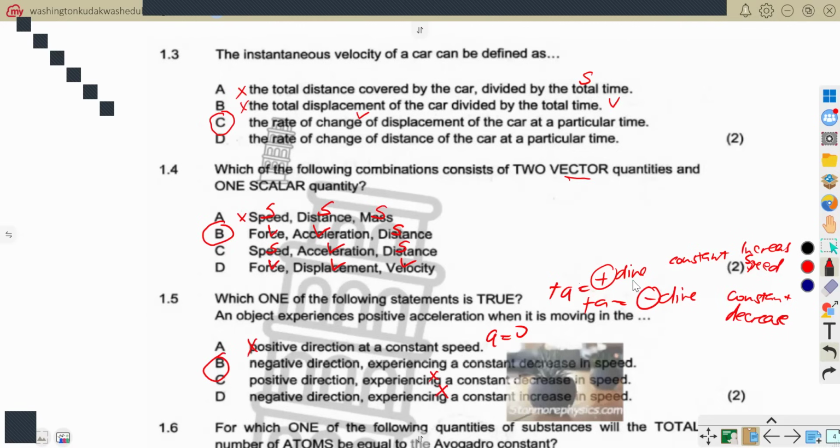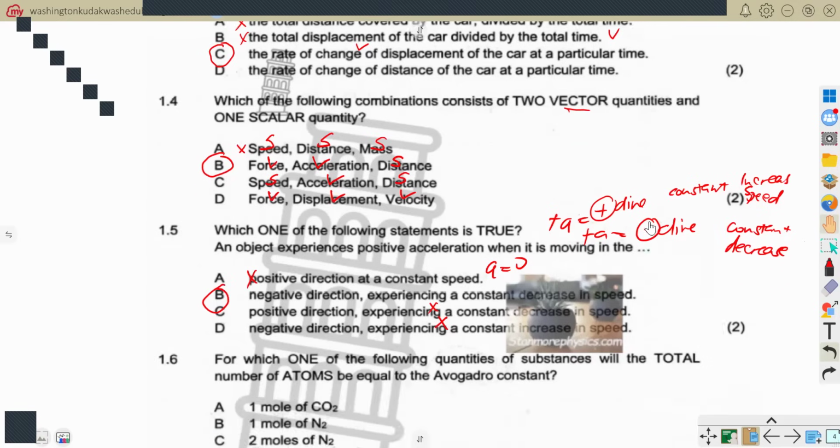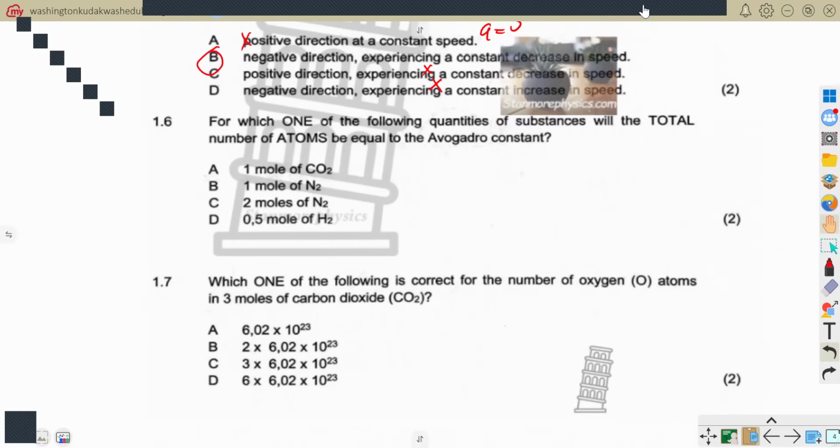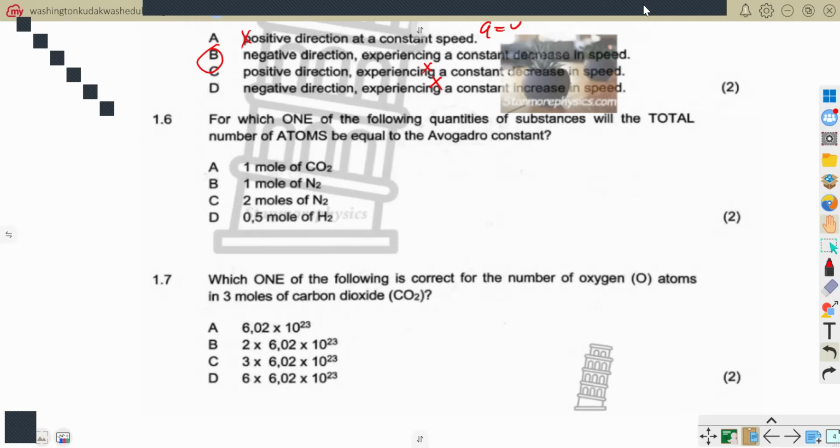So it's either you have got a positive direction and a constant increase, or a negative direction and a constant decrease. So our answer was going to be B, negative direction, experiencing a constant decrease in speed. For you to have acceleration, you need your speed to be changing. So the answer for 1.5 was going to be B. Now let's go to question number 1.6 and question number 1.7. On question number 1.6, we are now starting on chemistry. We have been doing physics for multiple choice. So let's see what question number 1.6 is saying.